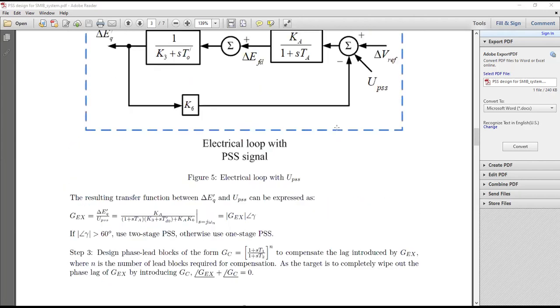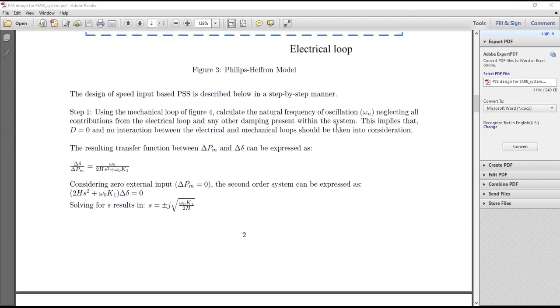There were several steps. The first step was to ignore any sort of damping present in the system. That allowed us to get rid of the D value here, so D was assumed to be 0. And our first target in step number 1 was to identify the frequency of oscillation for the system, the natural frequency of oscillation, which is denoted by omega n. With the assumption of D equals 0, we got rid of D from this part of the equation.